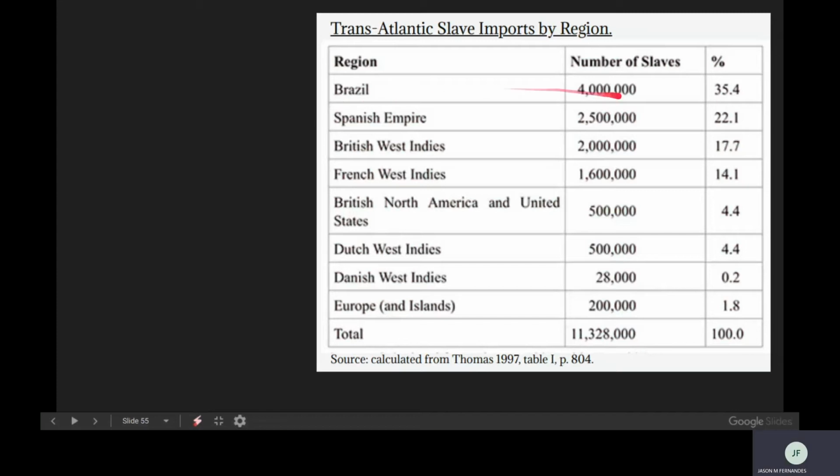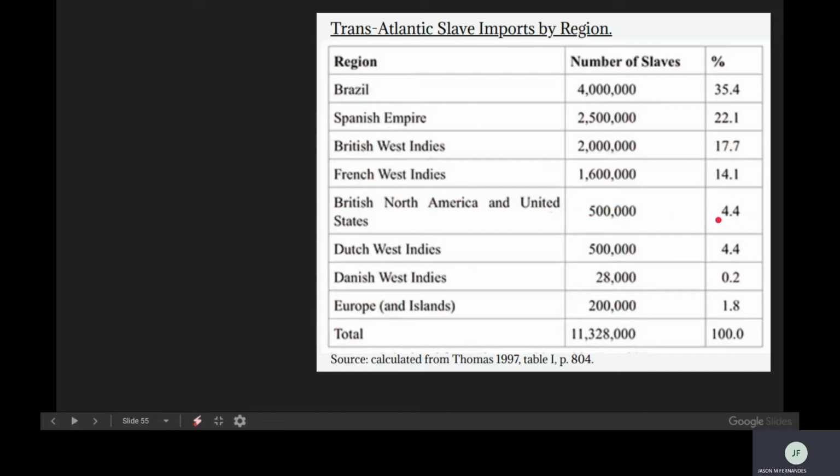Brazil, biggest one, right? 35% of slaves are going to Brazil. Sugar plantations, gold mining, diamond mining. Then you got the Spanish Empire, again, silver mining, sugar plantations, etc. You get into the West Indies, Britain, France, British West Indies, as you were thinking about Jamaica, Barbados, etc. French West Indies, we're looking at Haiti, right? Again, this is all about sugar, right? And then you look at British North America and the United States, 4.4%.